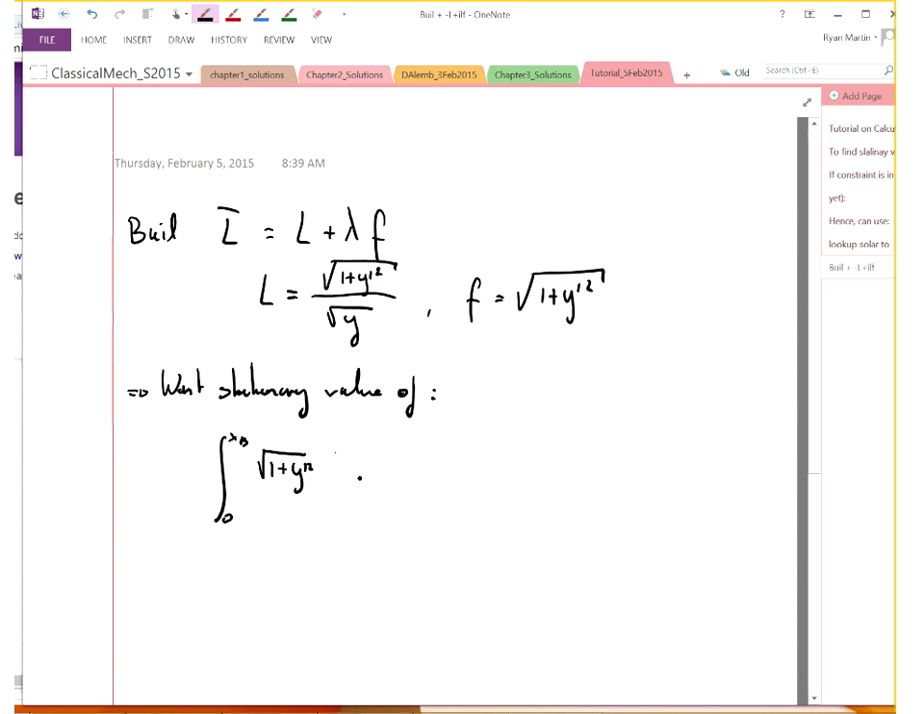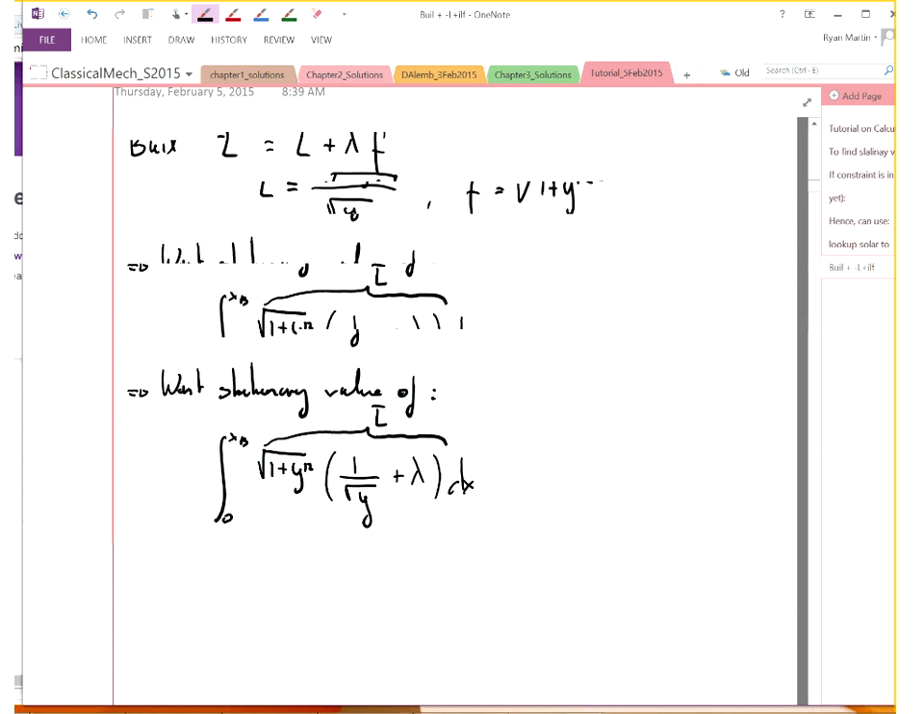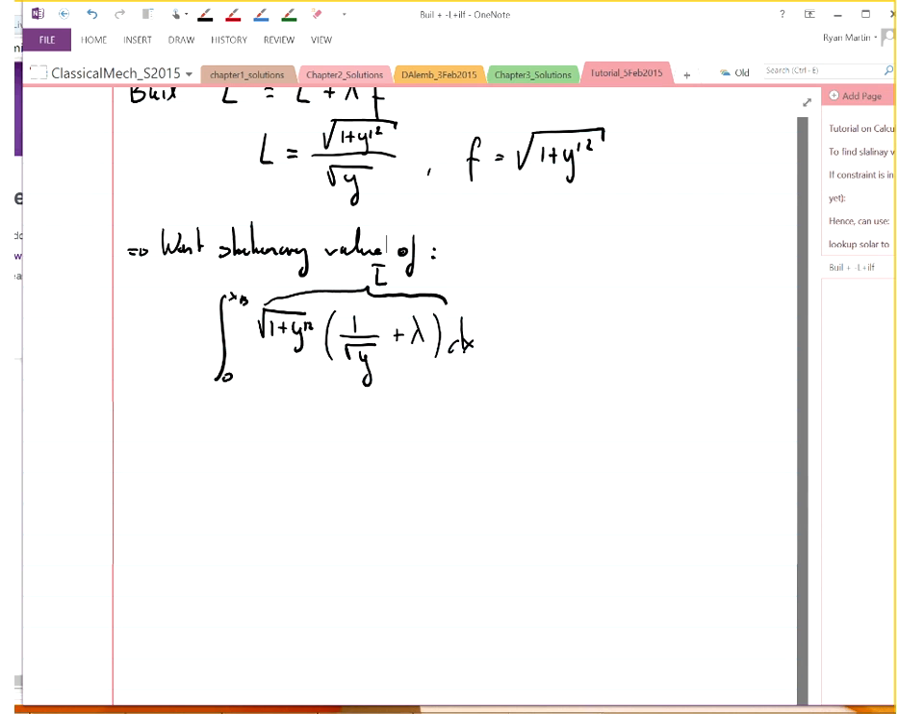If I factor it, both the f and L have a square root of 1 plus y prime squared, so I'll just factor that out. And then the L term had a 1 over square root of y, and the f term had a lambda times 1. Alright, so this thing here is L bar. So again, I could apply the Euler-Lagrange equation to L bar, but L bar doesn't depend on x. So it's much easier for me to use the other version.